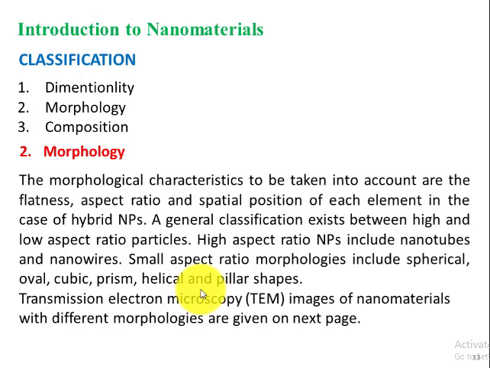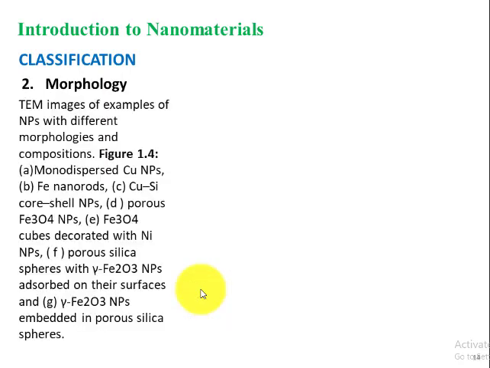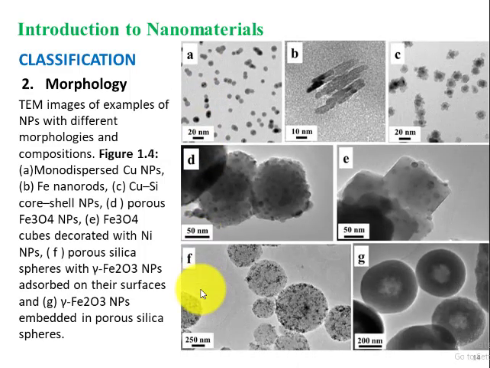Transmission electron microscopy can be used to see the exact morphology of the nanoparticles. As an example, the TEM images of some nanomaterials with different morphologies are given on the next page. These are different morphologies of the nanoparticles which have been studied by using transmission electron microscopy. In this figure 1.4, figure A shows monodispersed copper nanoparticles. These particles are very small in size.